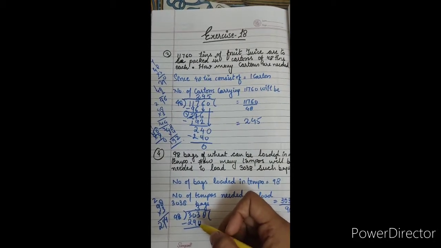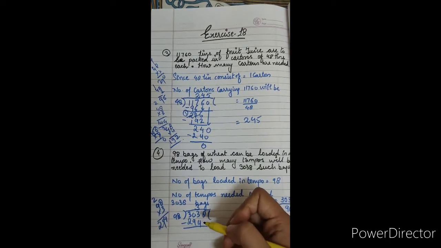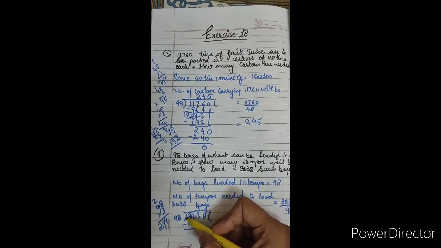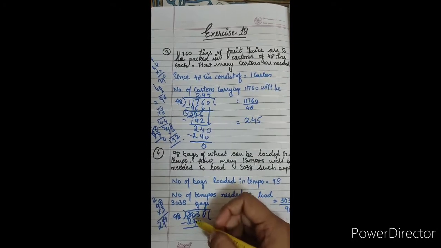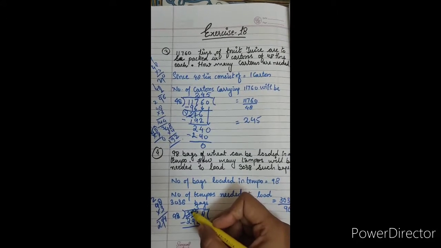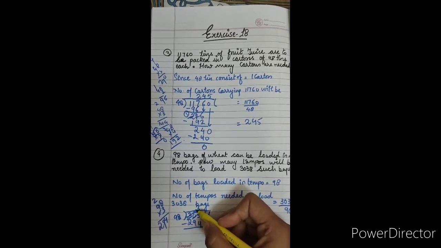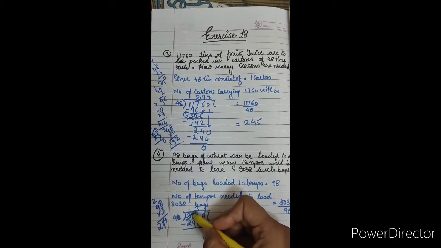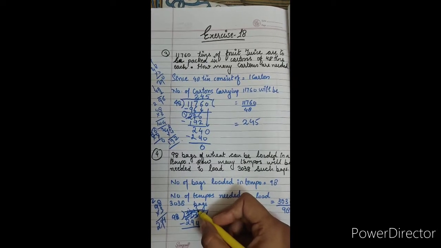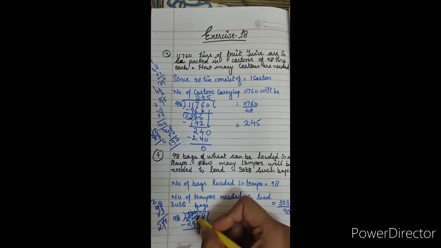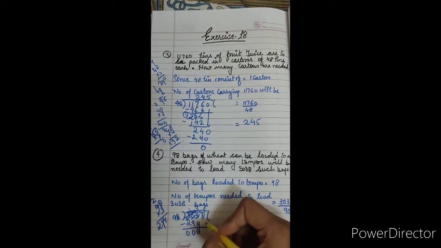So from the tens we borrow, but in the tens position 0 is here. So from the 100 we borrow 100, leaving behind 2, and in tens 100 plus 0 becomes 10, and now we borrow from tens. So 9 tens are left, 9 tens, and 1 tens plus 3 ones becomes 13. So 13 minus 4 is 9, and 9 minus 9 is 0, and 2 minus 2 is 0.